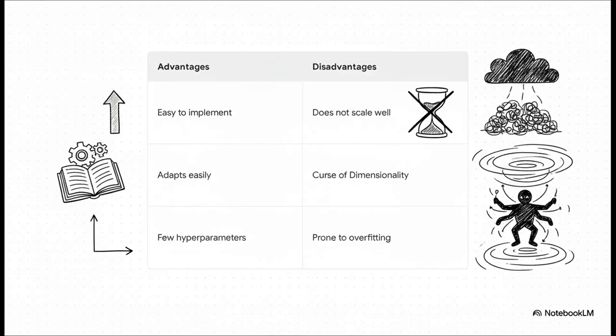And that lazy approach leads to this really clear trade-off. On the plus side, it's super easy to understand and implement, and because it's just using raw data, it adapts to new information instantly. But on the downside, because it has to compare a new point to every single other point in the dataset, it can get incredibly slow with large amounts of data. It just doesn't scale well. It's also prone to what we call overfitting, and maybe most famously, it suffers from the curse of dimensionality.